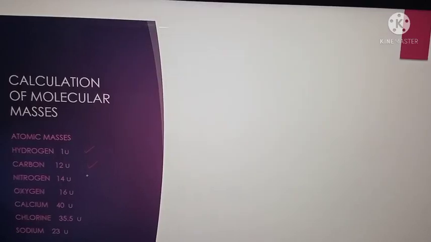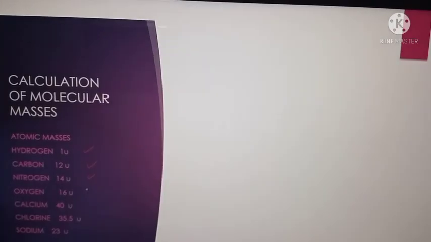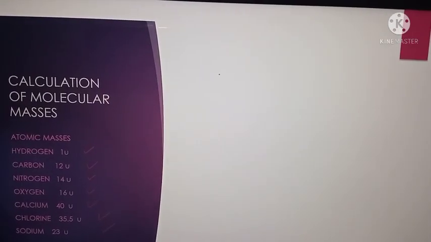Carbon 12 U, nitrogen 14 U, oxygen 16 U, calcium 40 U, chlorine 35.5 U, sodium 23 U. Okay, so using this basic knowledge, let us calculate the molecular masses of some molecules.